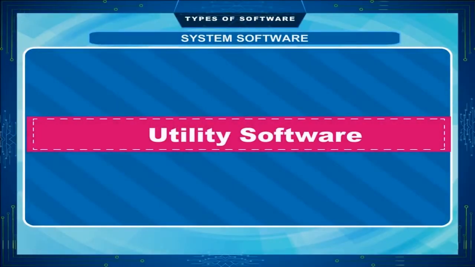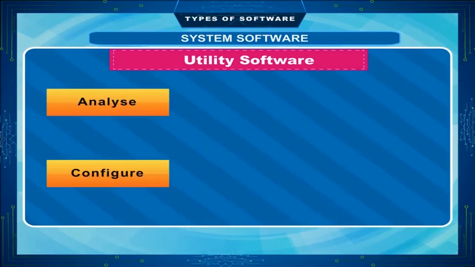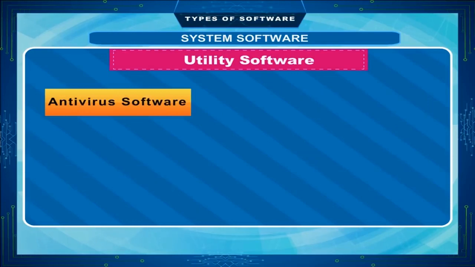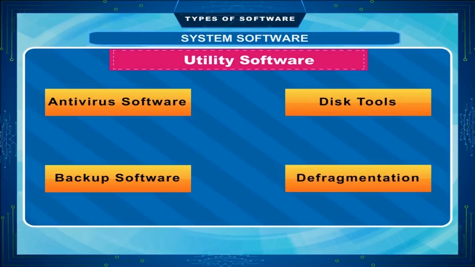Utility software. Utility software is system software designed to help analyze, configure, optimize, or maintain a computer. It is a type of system software used to support the computer infrastructure. Examples of utility software are antivirus software, backup software, disk tools, defragmentation, scanning, etc.